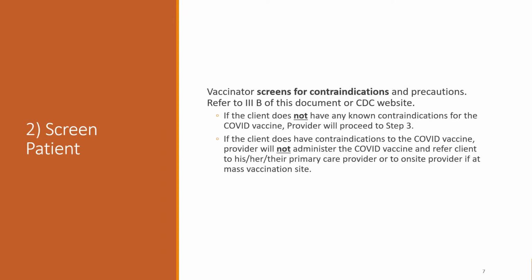Step 2, screen the patient. The vaccinator screens for contraindications and precautions. If the client does not have any known contraindications, you can proceed to step 3. If the client does have contraindications to the COVID vaccine, the vaccine will not be administered and they need to be referred to their primary care provider or to the on-site provider if at a mass vaccination site.